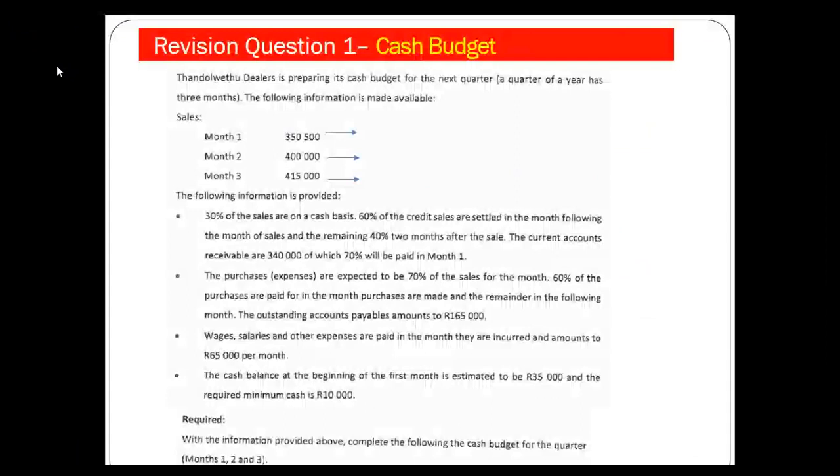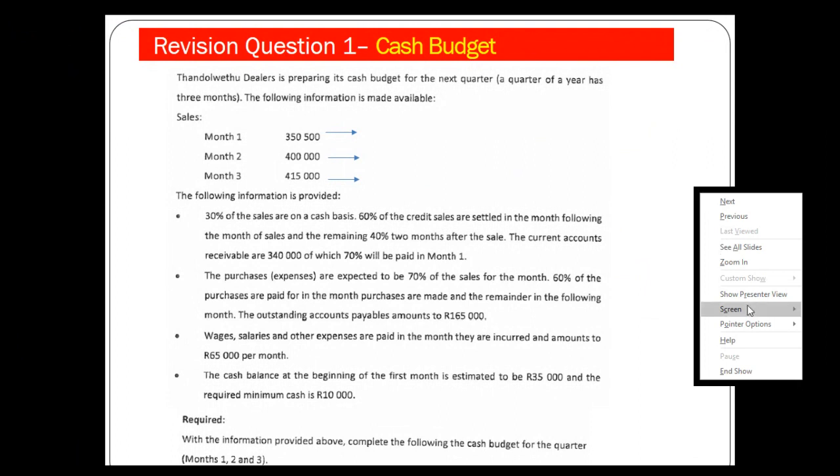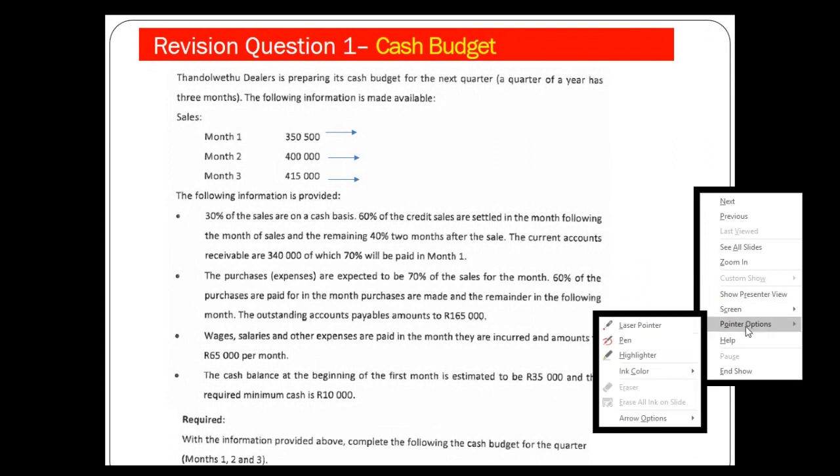I just want us to look at the cash budget. As you know, cash budget is one of those budgets which can be a little bit tricky, but as long as you follow the information, it won't be that tricky. Please make sure that you go through the learning material to make sure that you understand what's going on.